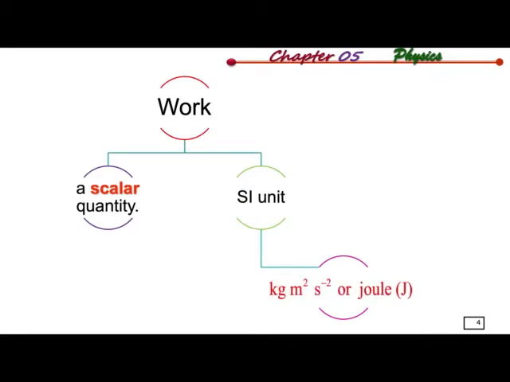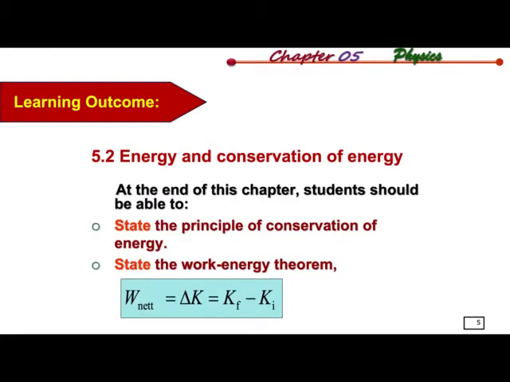Work is a scalar quantity, which means it only has magnitude but no direction. And the SI unit for work is joule. Well, that's it for 5.1. So let's move on to 5.2, energy and conservation of energy.